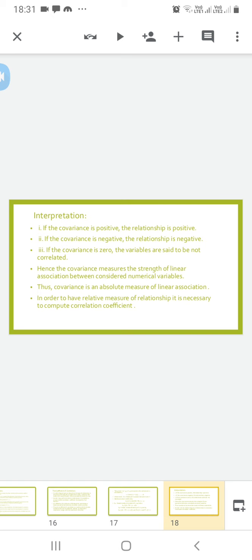If the covariance is positive, the relationship is positive. If the covariance is negative, the relationship is negative. If the covariance is 0, the variables are said to be not correlated. Hence, the covariance measures the extent of linear association between the considered numerical variables. Thus, covariance is an absolute measure of linear association. In order to have a relative measure of relationship, it is necessary to compute the correlation coefficient.